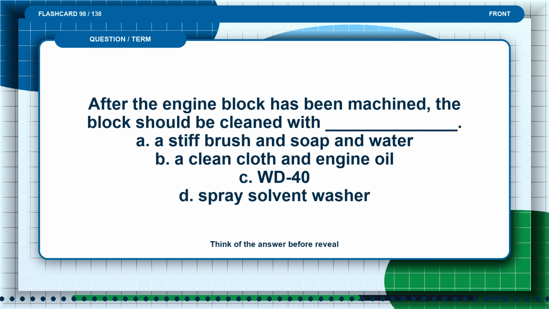Flashcard 98. After the engine block has been machined, the block should be cleaned with A, a stiff brush and soap and water, B, a clean cloth and engine oil, C, WD-40, D, spray solvent washer. Pause and think of the answer before the reveal.